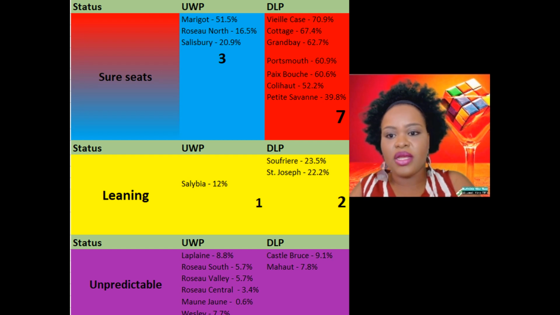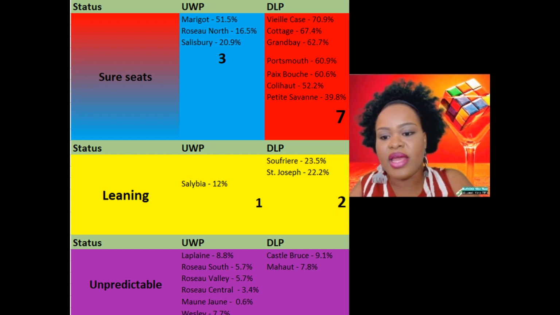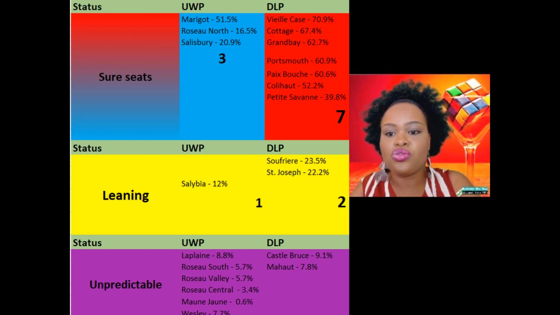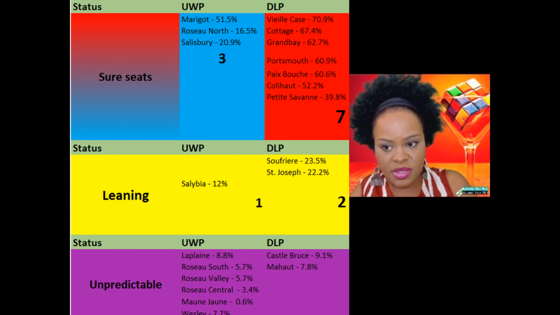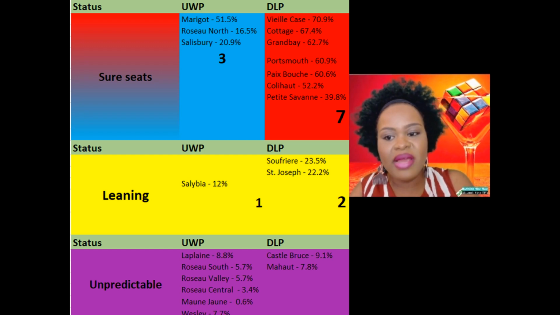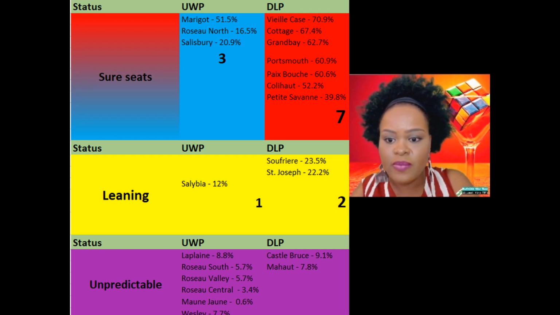So in that situation there, we have the Salibia seat going to the United Workers' Party. If the St. Joseph seat stays with the Dominica Labour Party, then the Dominica Labour Party would only need one of those purple seats with Maho. Or they would need 2 seats. Whether they win or lose Maho, they would just need 2 seats from those purple seats in order to win. So there are many different possibilities and many different combinations that could put either the Dominica Labour Party or the United Workers' Party as the winner of the 2020 elections.